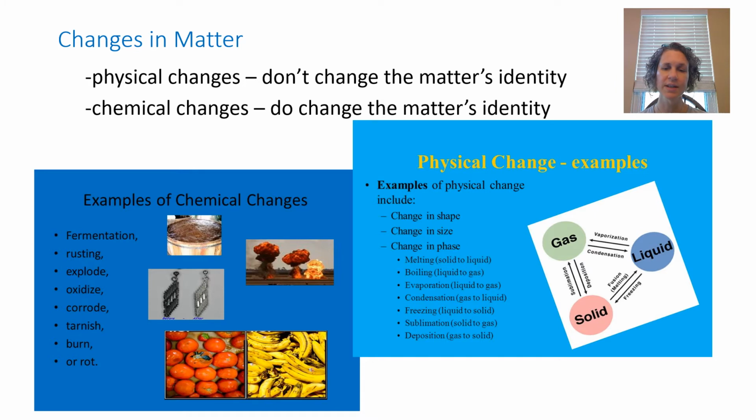Okay, so hitting the highlights here. Remember stuff from last year. So changes in matter, you have physical changes, and this is where you don't change the matter's identity. Like, you can get it back if you needed to. So things like changing the shape or the size of a substance or an object, or changing the phase. That's a big one. If you melt it or boil it, if you freeze it.